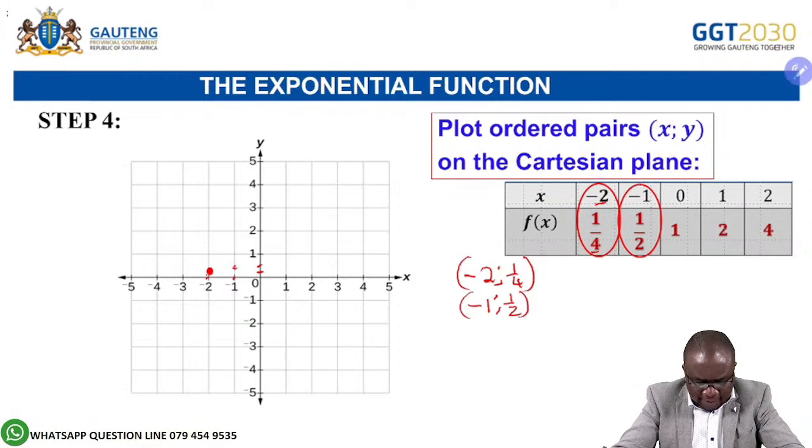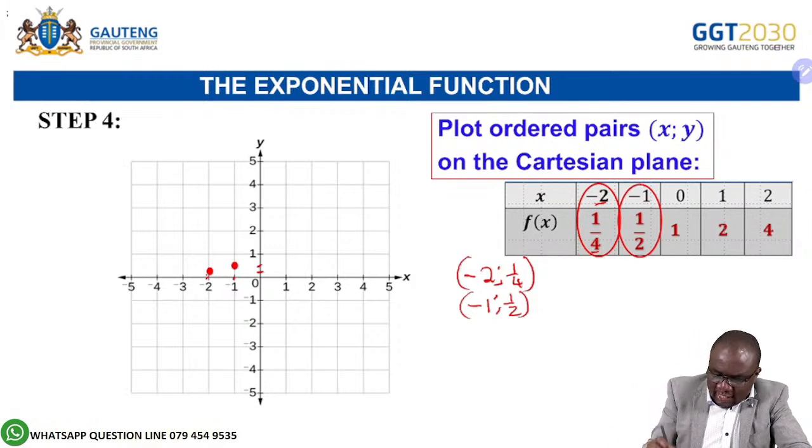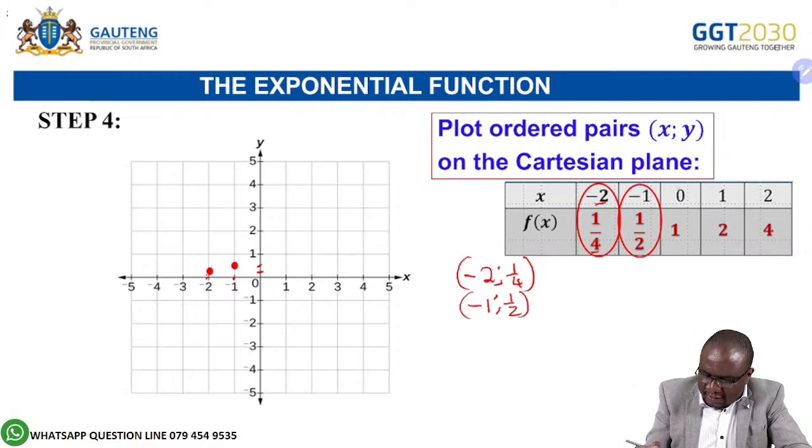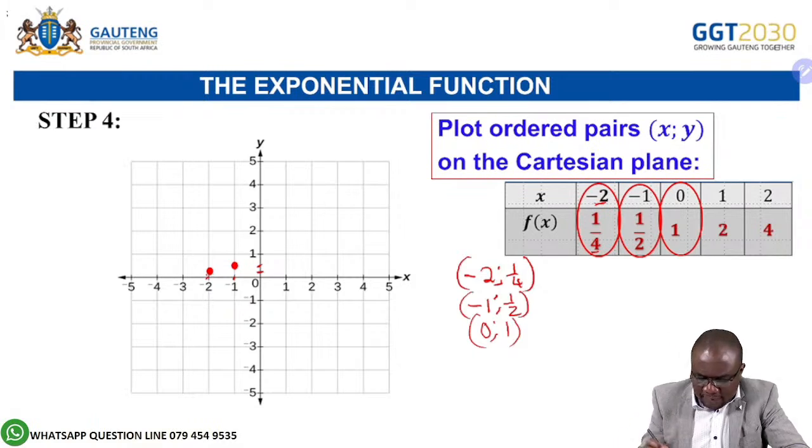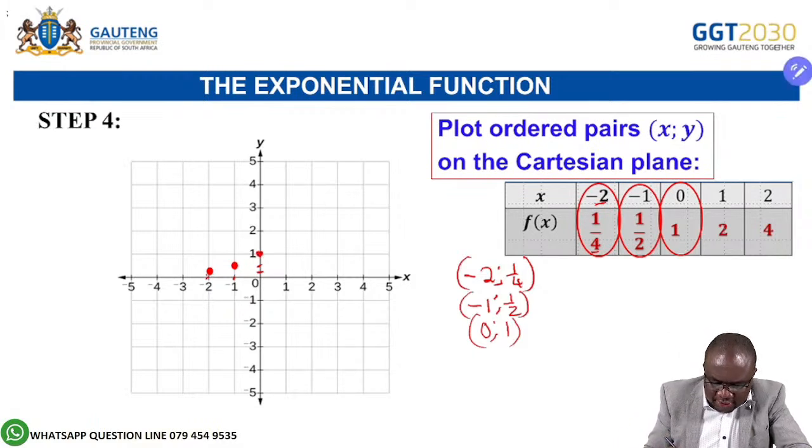Right, this is our point. Where is the point? Here. Yes, it's there. And then we have this other one, which is 0 and 1. What do we call this point? The one where the graph is going to cut the y-axis. What do we call it? Y-intercept. That's where the graph cuts the y-axis. X-intercept. That's where the graph cuts the x-axis. So now that's the point there.